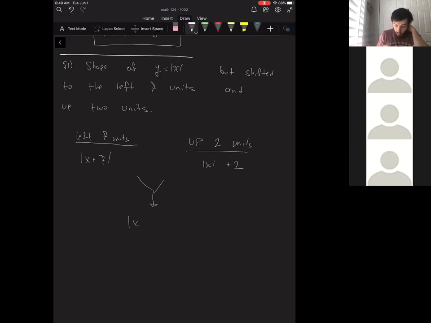So yeah, moving to the left 7 units means we add 7, and moving up 2 units means we're going to add 2. So it's not backwards for moving up and down. It's only backwards for moving left and right. So if we combine these together, we get x plus 7, and on the outside, we get plus 2.